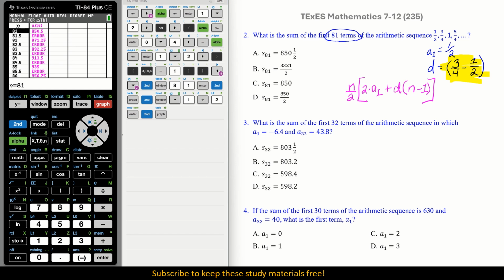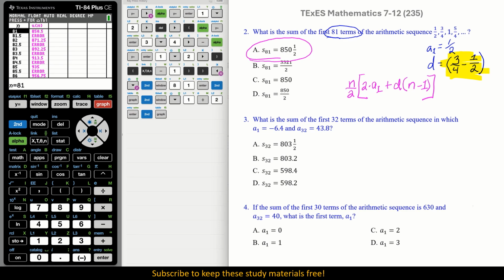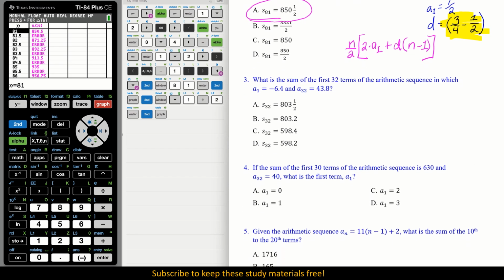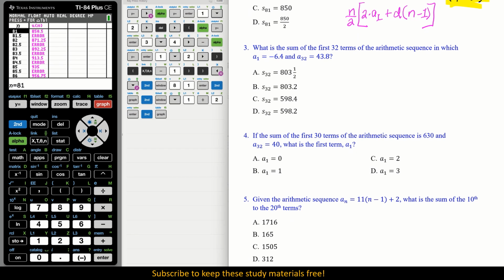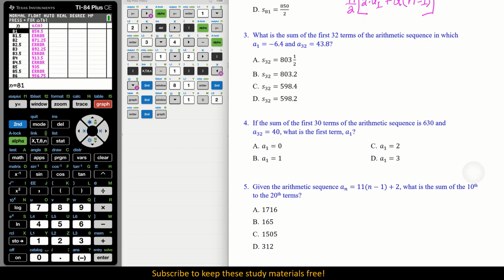Okay, and there it is. We did see it. We had it. That was A. 850 and the half, okay? So that verifies A. Let's go to number 3. And as you can see, it takes a little bit of time to process these. The larger the numbers, the more lengthy the sequence, the complicated the sequence, the longer it's going to take. Okay, so let's back out of that.